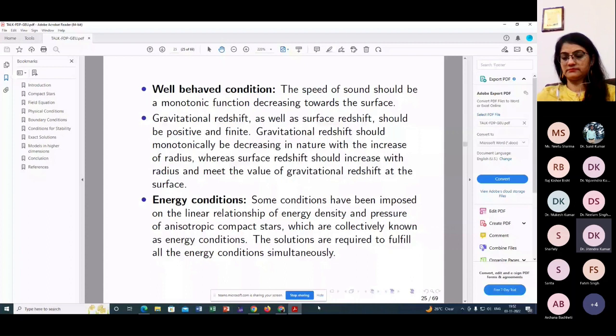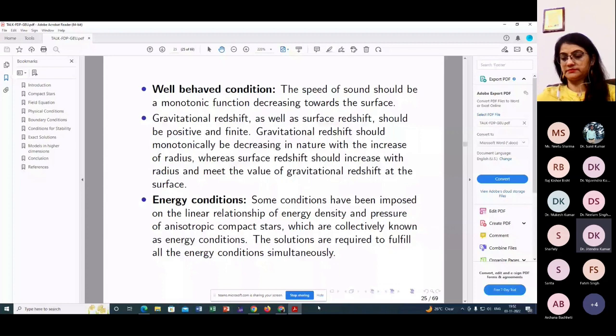Gravitational redshift as well as surface redshift should be positive and finite. The gravitational redshift should be monotonically decreasing in nature with increasing radius, whereas the surface redshift should increase with the radius and meet the value of the gravitational redshift at the surface.